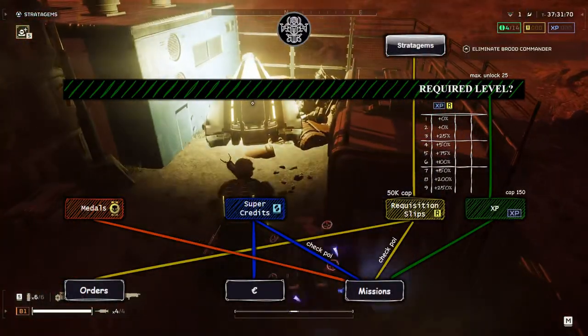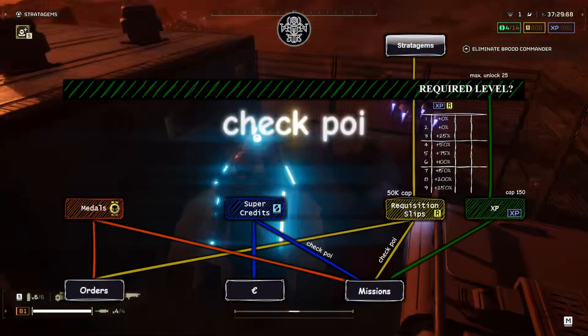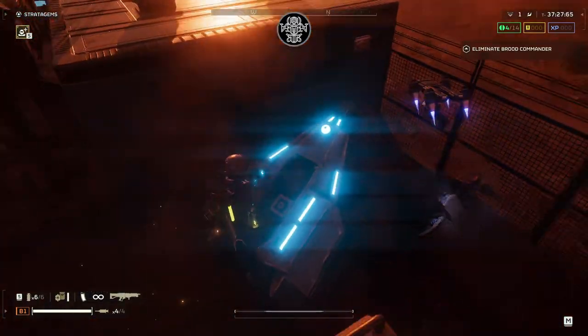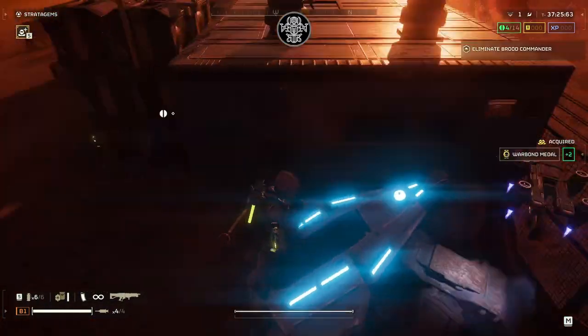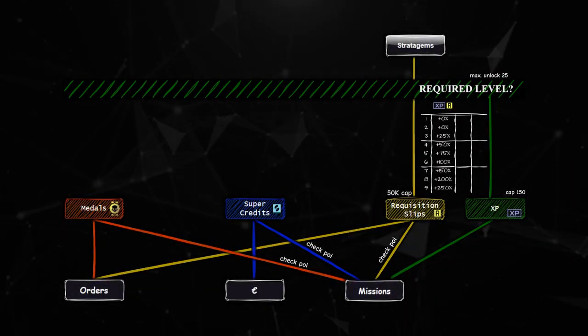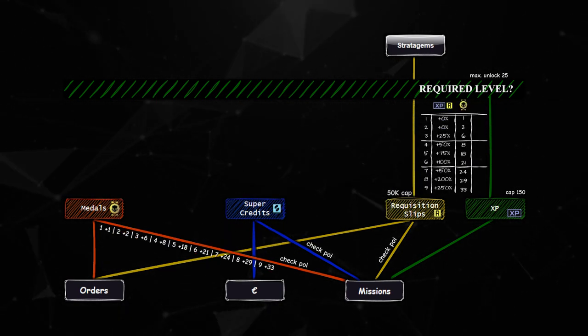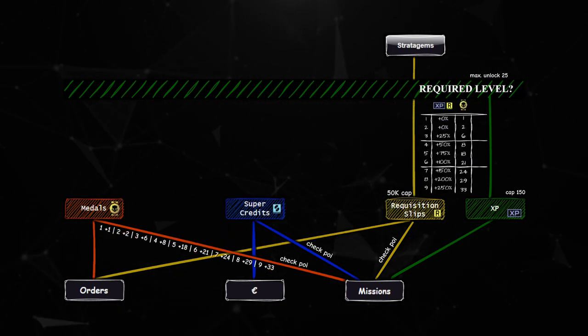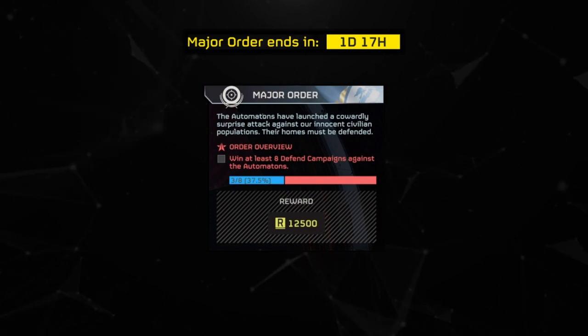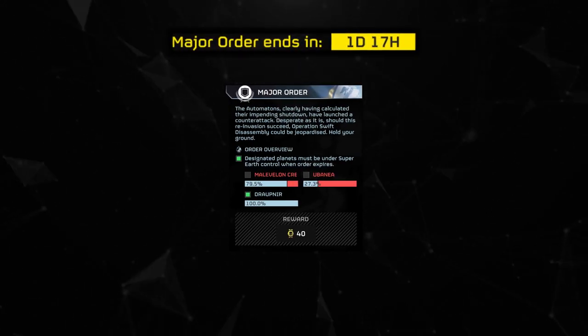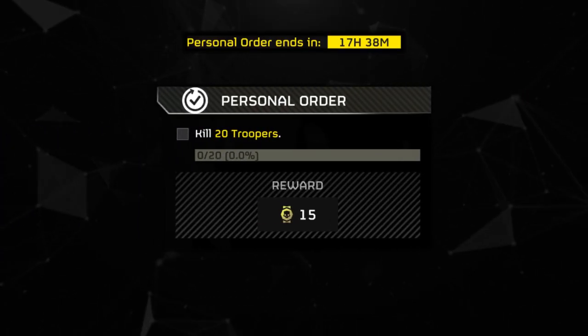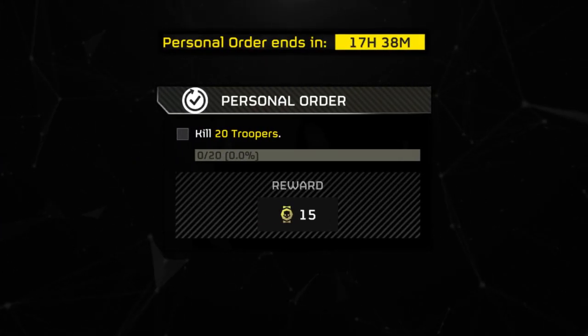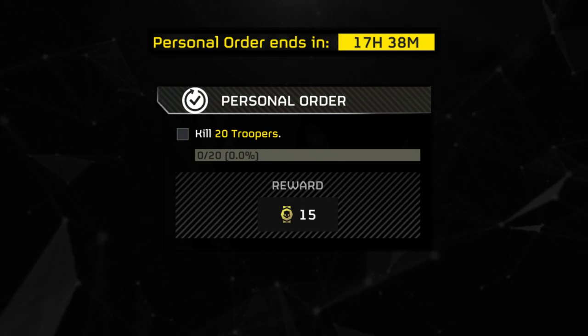Medals are gained from missions, orders, and sometimes points of interest in the game. Again, harder missions grant increasing bonuses on completion. Major orders grant rewards if the entire player base fulfills objectives stretched over multiple days. Personal orders grant rewards on a daily basis. Your team members' actions count towards your personal order.